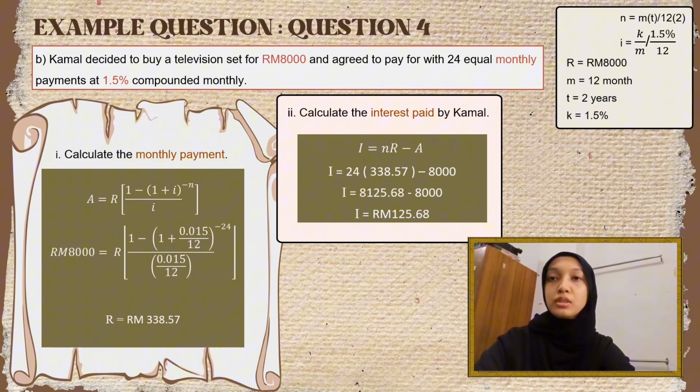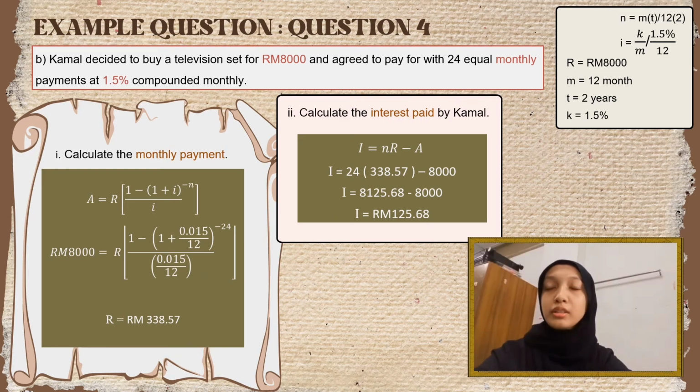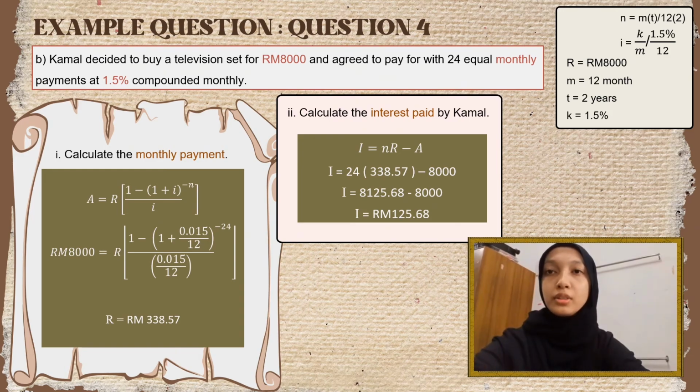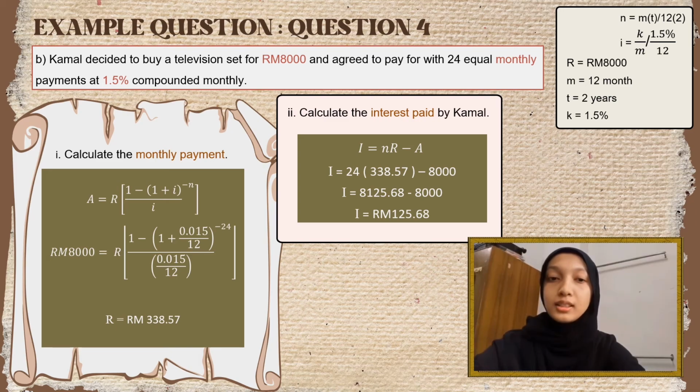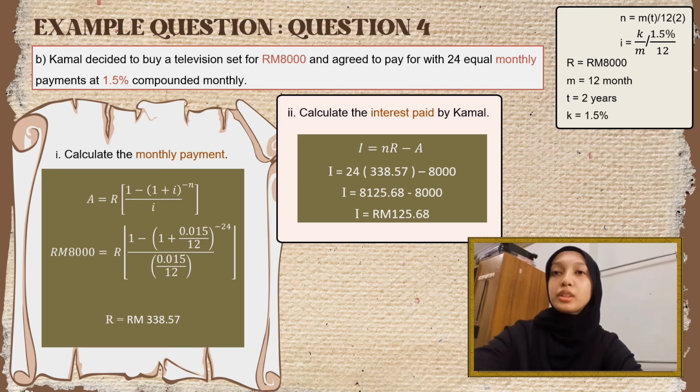So we can use this formula A = R[(1 − (1 + i)^(−n)) / i]. Next, we are going to find our calculation: RM 8,000 = R[1 − (1 + 0.015/12)^(−12 × 2)] divided by 0.015/12. The final answer is RM 338.57.